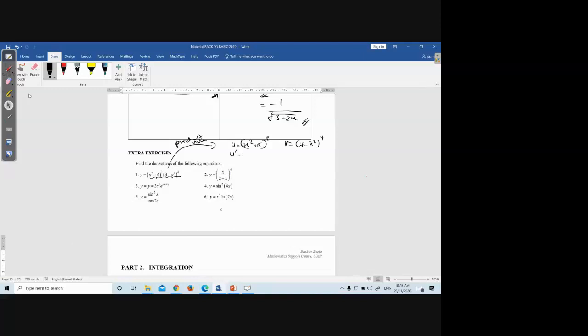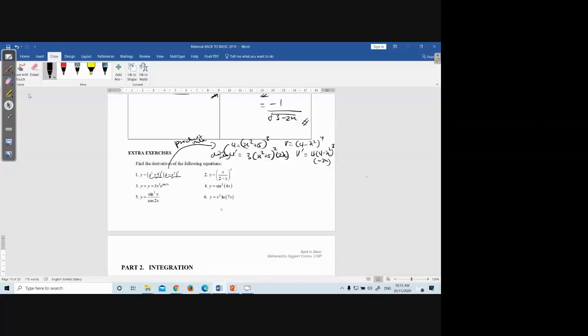Okay, first we apply the product rule. That's why we present u and v. And then we want to find u prime. In order to find u prime, we apply the chain rule technique. So we have 3 times (x squared plus 5) power 2 times the 2x, right? And v prime is 4 minus x squared power 3 times negative 2x.